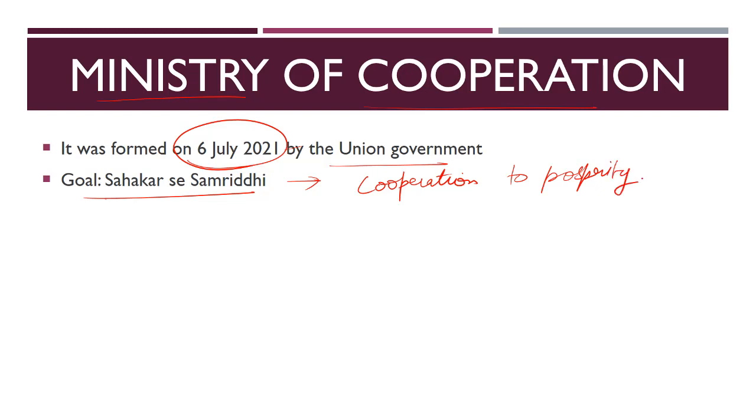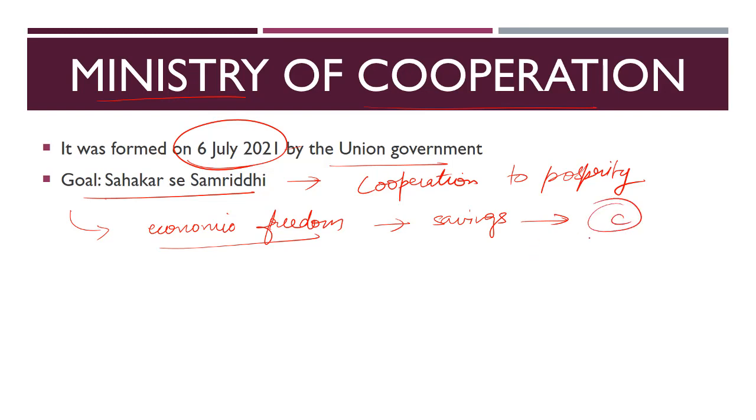Basically, the major aspects of the formation of this ministry is that it is looking at economic freedom. How economic freedom? As I just told you, right now I have some savings. So I deposit these savings to my cooperative. Tomorrow, whenever I need money, I can again go to this cooperative and ask for a loan, and it will be providing it to me as a member. So this is how economic freedom is achieved. Today I give money and tomorrow I can take money. In fact, today I can take money and then I can pay it in easier terms.